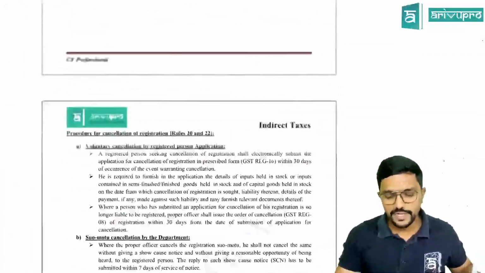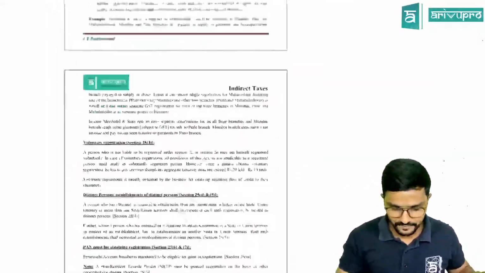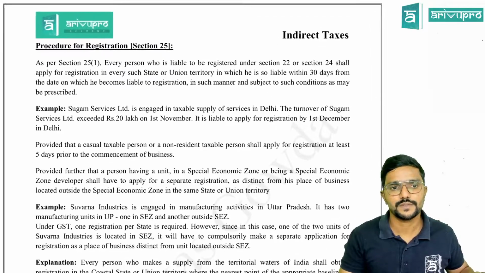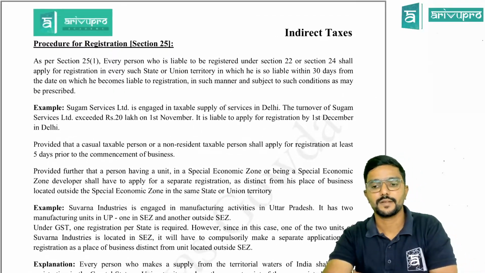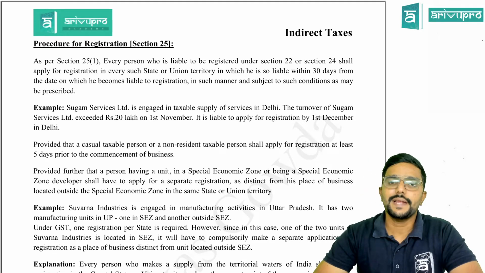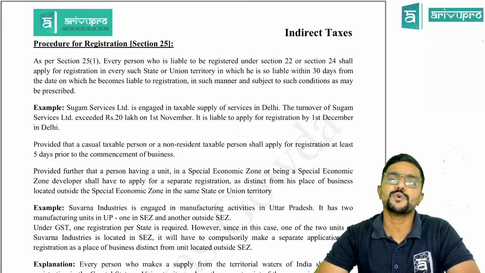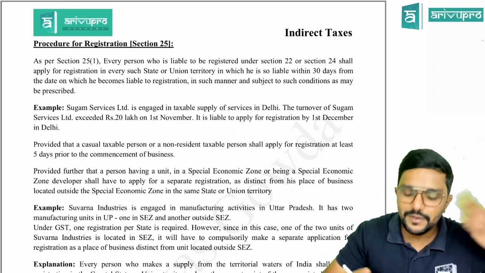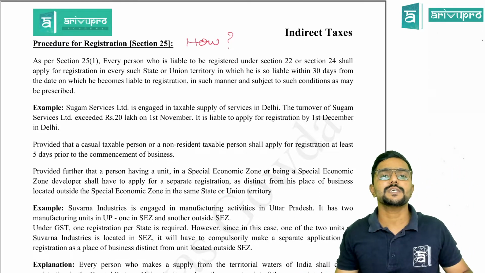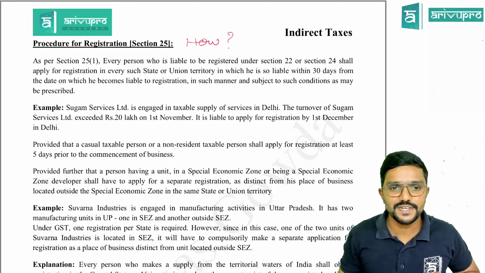Now we are done with 22, 23, 24, guys. Now we will be covering section 25. Procedure for registration. Till now, sections 22, 23, 24 that we have learned answer the question of who should get registered. Now section 25 will tell how to get registered. Section 25 will answer the question of how to get registered.